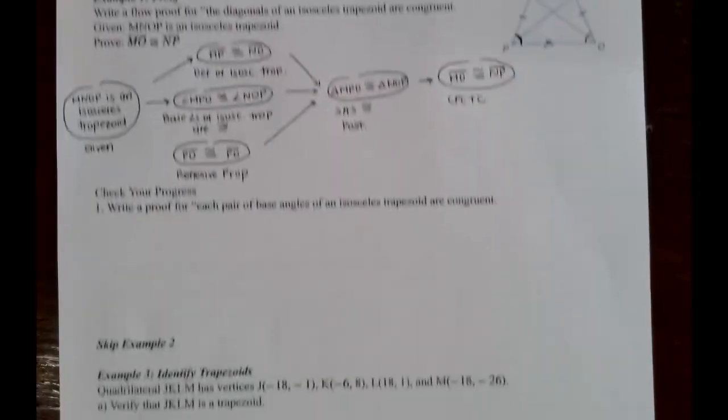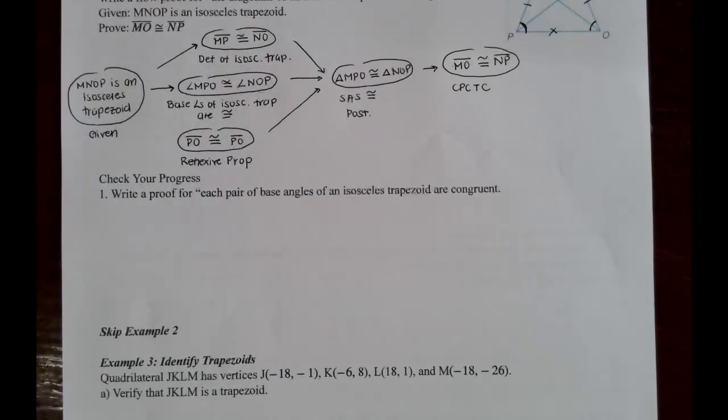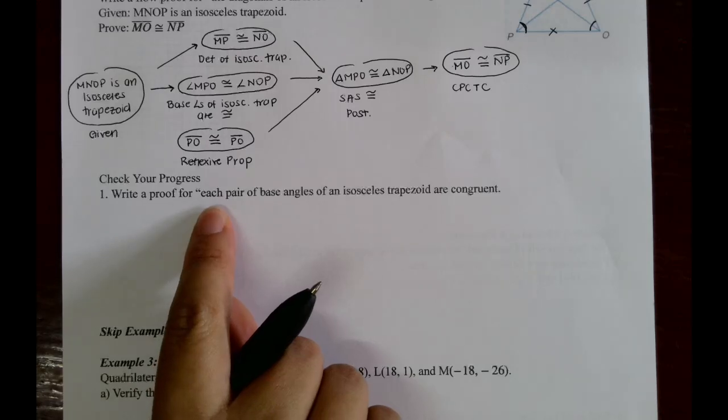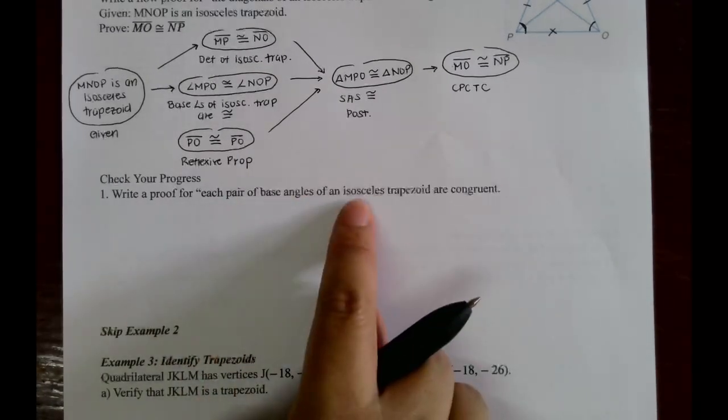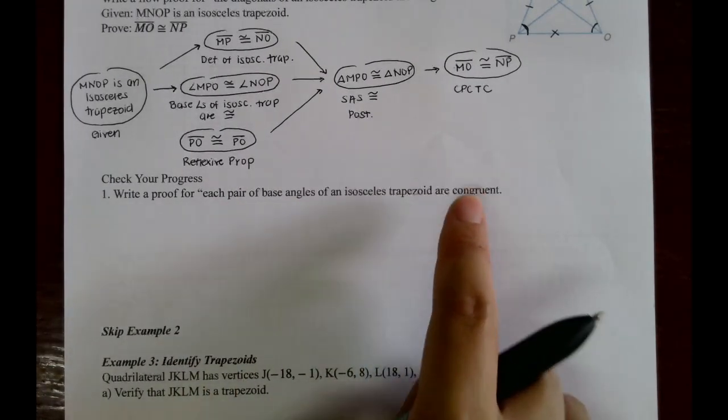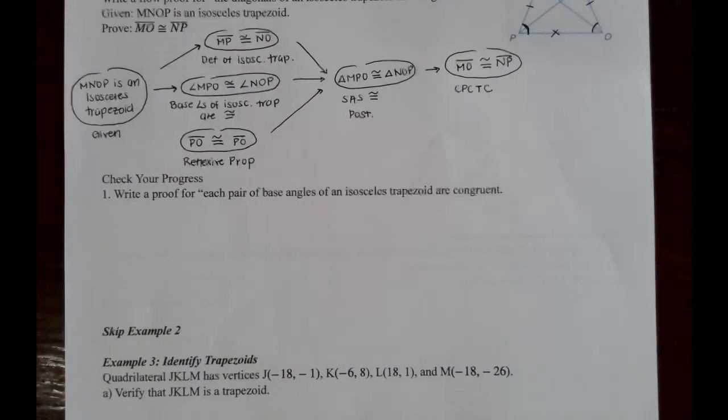So why don't you try CYP 1? You're going to write a proof. It says theorem 6.18: each pair of base angles of an isosceles trapezoid are congruent. So write a proof for that. It could be a paragraph proof or any other kind.